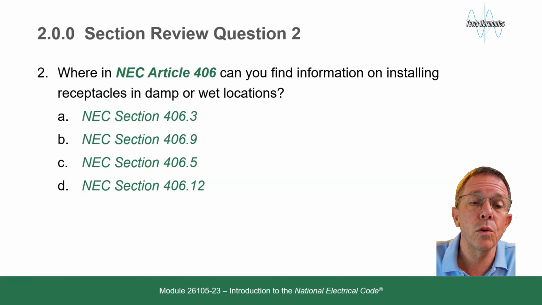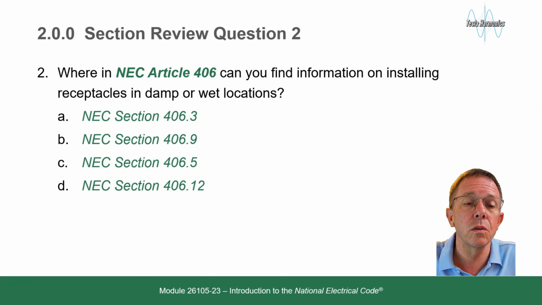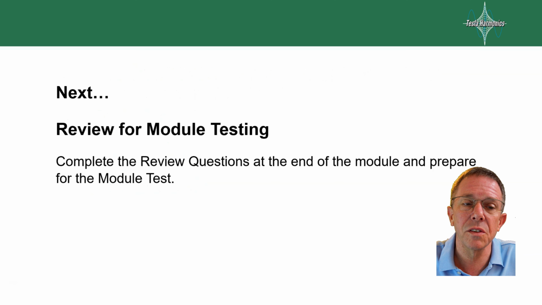Where in NEC Article 406 can you find information on installing receptacles in damp locations or wet locations? NEC Section 406.3, Section 406.9, 406.5, or 406.12? That would be 406.9. All right, everyone, that was it for that section.